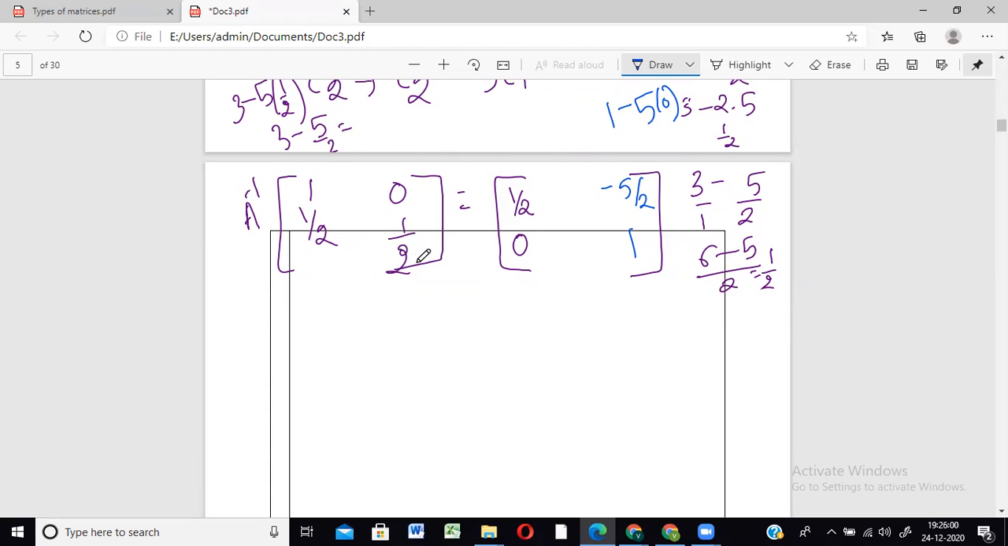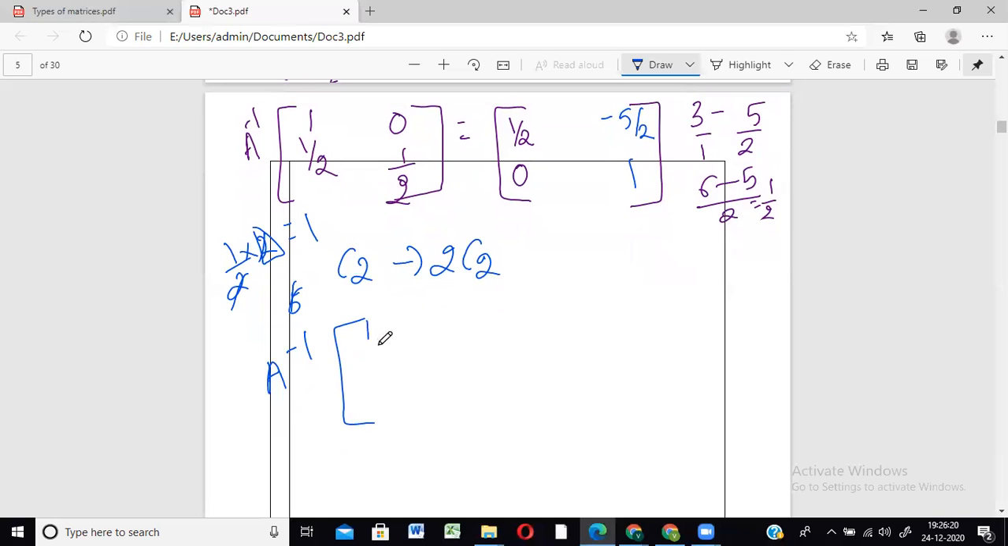So this is already half. How can half be made 1? Only by multiplying this with 2, correct? Only then the 2 and 2 get cancelled and this becomes half. So the next step is C2 becomes 2 times C2. Alright? So inverse as it is. The C1 column remains unchanged. Just a second. Okay. And then C2 will be 2 times.